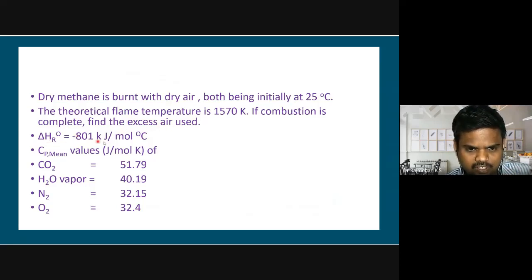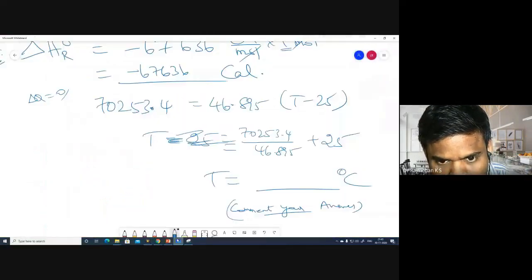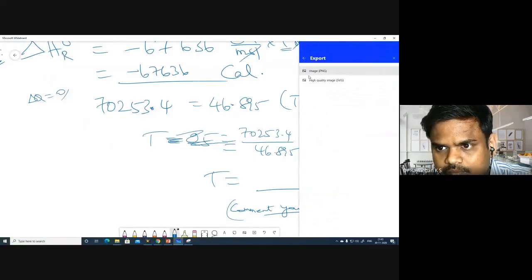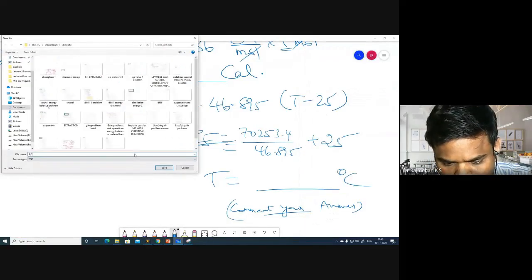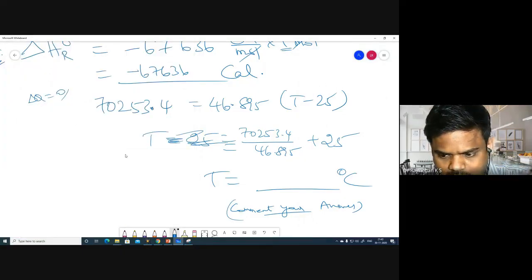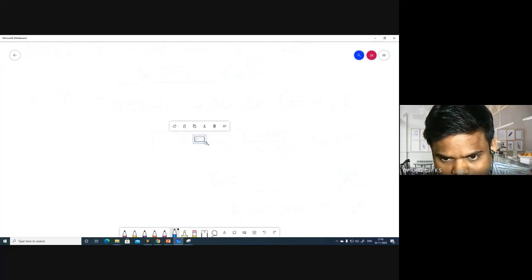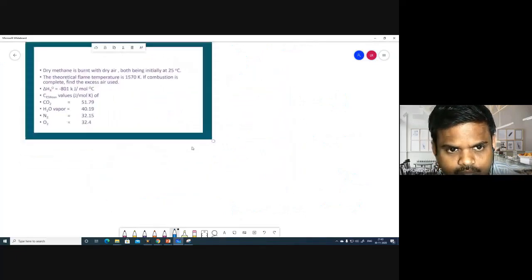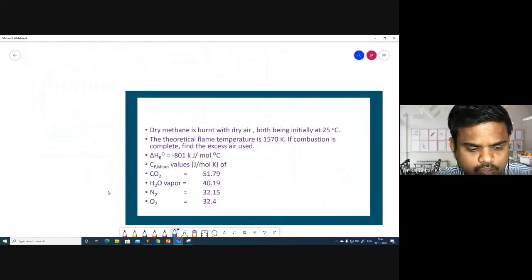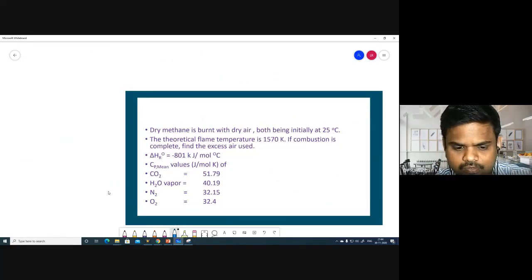Okay, so heat of the reaction is given. Cp mean values are given in joules per mole Kelvin, but delta HR is given in kilojoule per mole Kelvin. Please note the difference. Okay, so we can solve this problem now. Okay, I'll just tell you the procedure so that you yourself can solve, because this is the first time you are doing a problem for y value, how to do this y value, right?